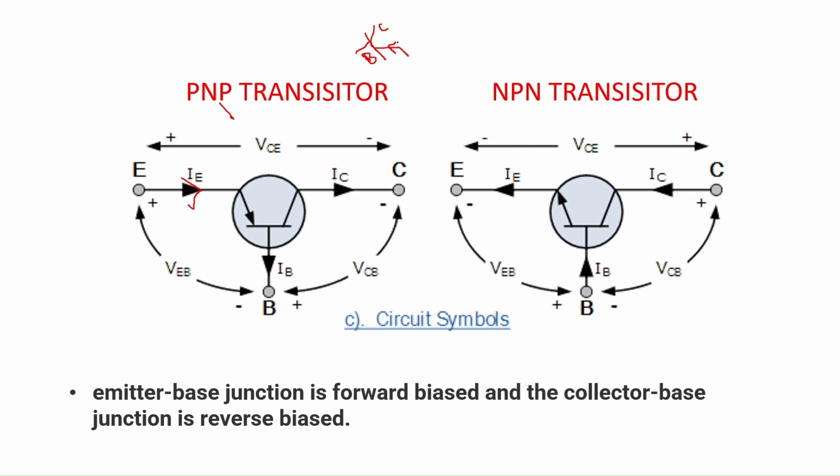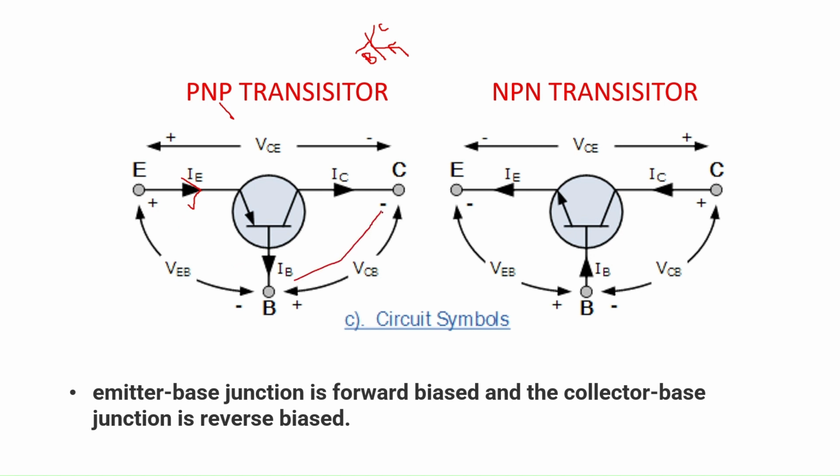If this arrow mark is towards the base region, then it is called PNP transistor. If it is away from the base region, it is called NPN transistor. Generally, the emitter and base regions are forward biased, and base and collector regions are reverse biased. Emitter base junction is forward biased, and base collector junction is reverse biased.